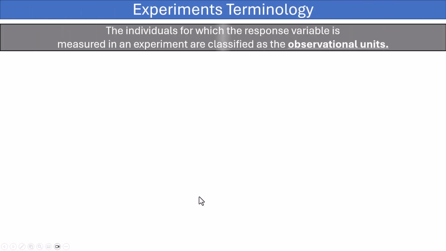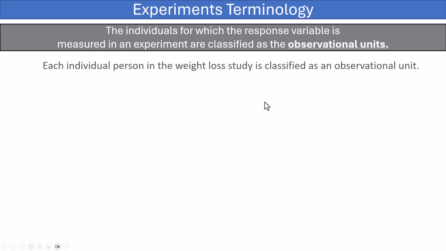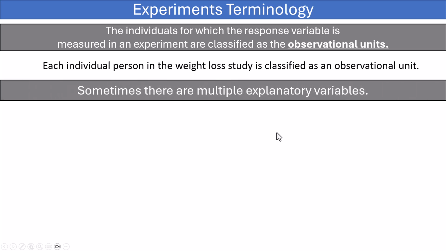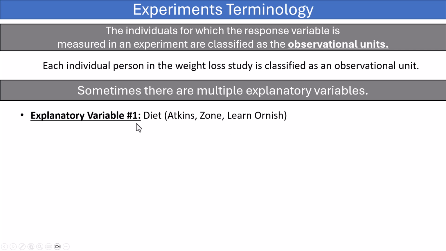Okay, so there's some other terminology we need to go over related to experiments. The individuals for which the response variable is measured in an experiment are classified as the observational units. So in the diet study example, each individual person is classified as an observational unit. Sometimes there could be multiple explanatory variables. So in the example we've already looked at, we said that diet was one explanatory variable, which had the 4 different options. But maybe we would also like to consider sex as male or female. Now, I know the original study said it was only for females, but let's just assume for the sake of argument here that we also have males in this study.